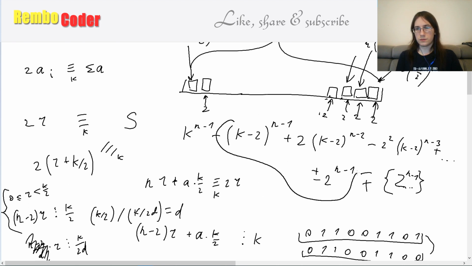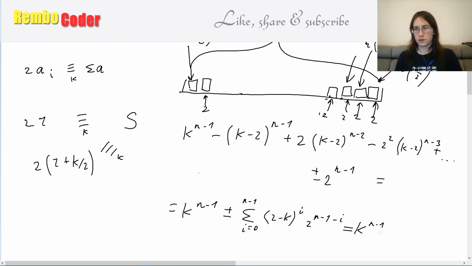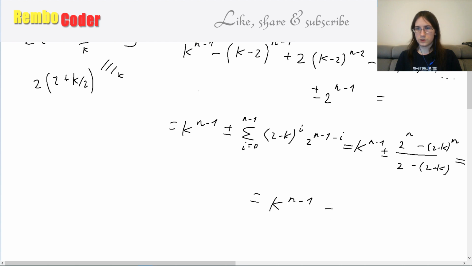For now, let's just focus on this sum. So without this part in the figure brackets, I can again rewrite the remaining expression as k to n minus 1 plus minus the sum for i from 0 to n minus 1 of (2 minus k) to the power of i times 2 to the power of n minus 1 minus i, where again this plus minus is the same as this plus minus, which we can again express using the formula for the geometric sequence. Plus minus (2 to the power of n minus 2 minus k to the power of n over 2 minus 2 minus k), which is again k over n minus 1 plus minus (2 to the power of n minus 2 minus k to the power of n) over k.